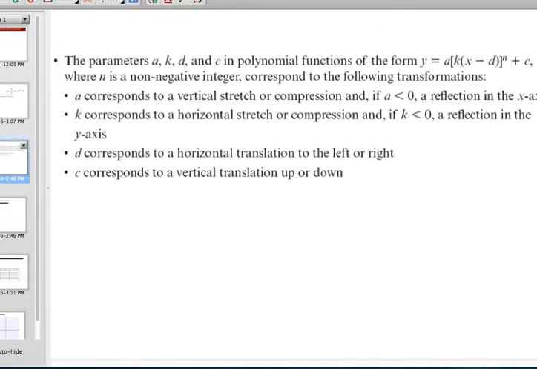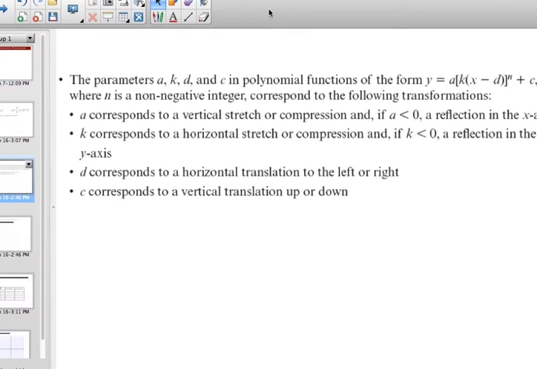Okay, so on this slide, feel free to pause this and copy this down into your notes. This is the general form for any polynomial function. Notice here, I'll circle it, or put a square around it, rectangle. This is the general form for any transformed power function. Notice that we've got a double set of brackets here. We've got something to the power of n. This a, notice it's right here.